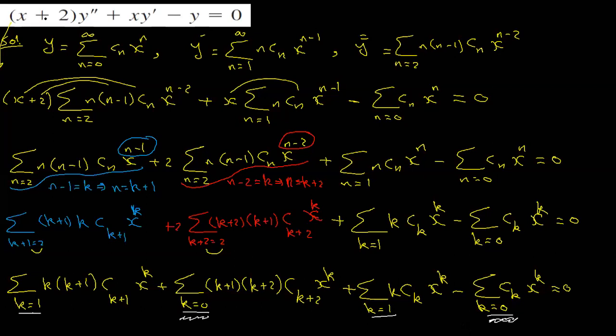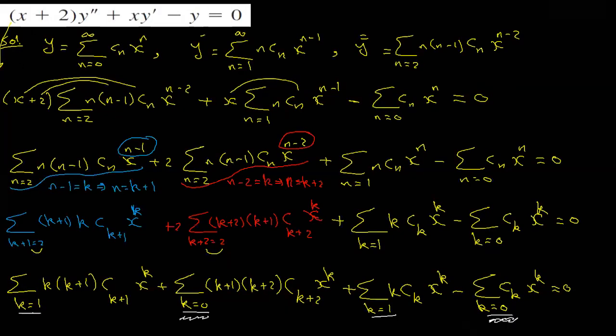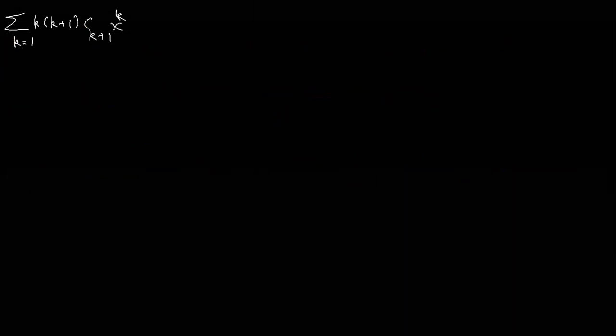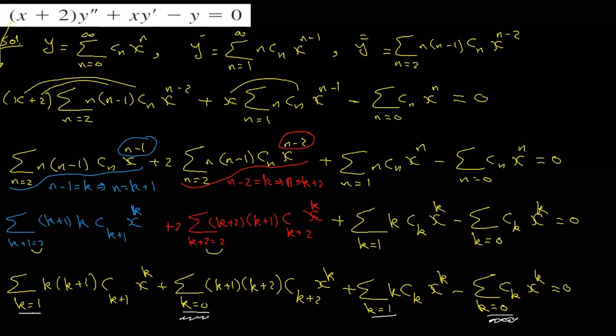So I have the first summation with nothing to do, because it starts from 1. So k equal 1 of k plus 1, c of k plus 1, x to the k. Am I right here? Plus, here I'm going to choose the following. Give me 1 minute. So it is here a plus.